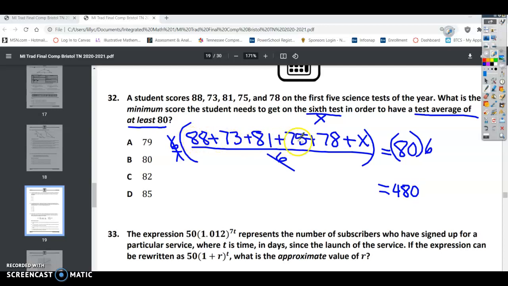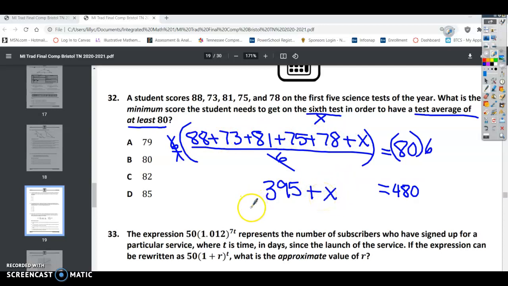Now, in order to bring this down, because these are 5 numbers added together, I can go ahead and add these up. So just very quickly add these up, and you're going to get 395 plus, we still don't know what X is. That's what we're solving for.